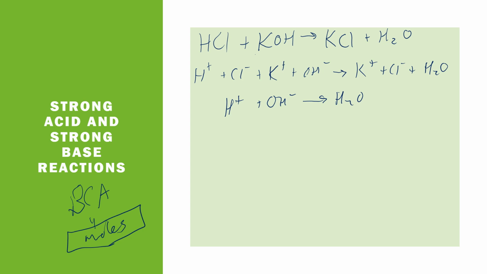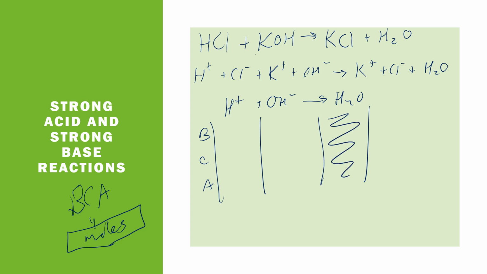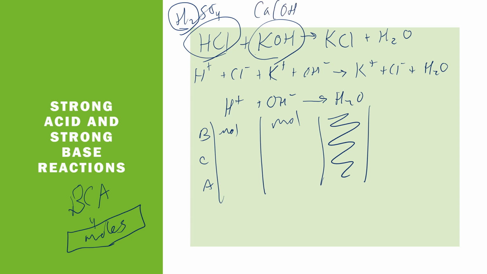So what you would do, with BCA, is the water doesn't matter, but you would figure out how many moles of your acid you have before the reaction, and that would go here, and how many moles of base you have before the reaction, and that would go here. Now if you have a polyprotic acid like H2SO4, make sure you're paying attention to how many moles of the hydrogen ions, and if you have something like calcium hydroxide where there are 2 hydroxide ions, again, pay attention to how many moles of the hydroxide you have. So you calculate the moles of each.